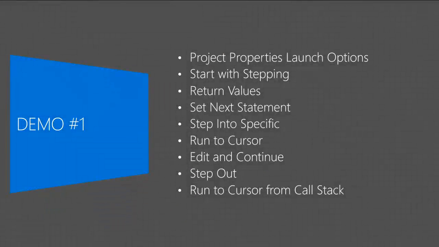Question? If you do run to cursor in the call stack, is everything still instantiated, or does that really undo it? So the question was, if you do run to cursor in the call stack, does that undo it, or is everything instantiated? It runs it back. It's multiple step outs until you get to the point that that particular call originated from. That's correct. It's not undoing. It just does multiple step outs up to the point that you made that call in the call stack.